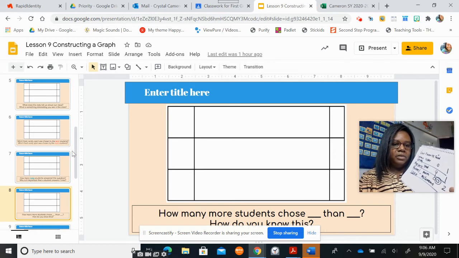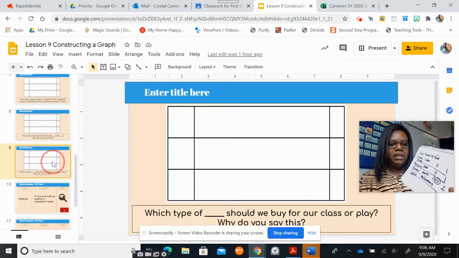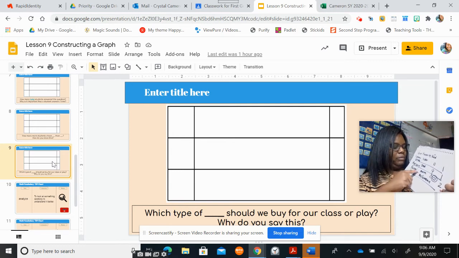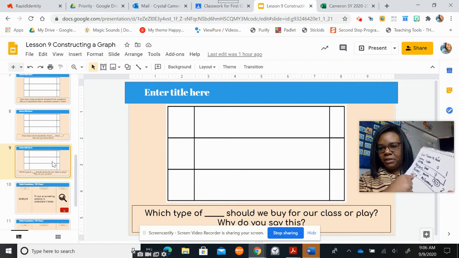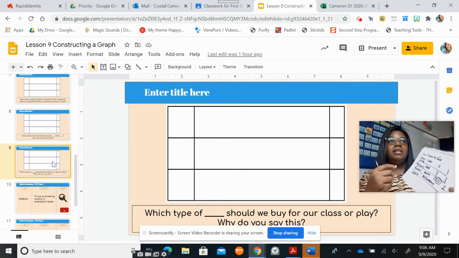On the next slide, the question says, which type of fair food should we buy for our family? The one that we would buy would be funnel cake. Why? Because most of us like funnel cake. And if we buy something that everybody doesn't like, then nobody's going to eat it and they will waste their money.